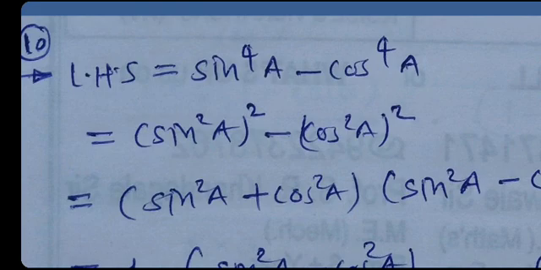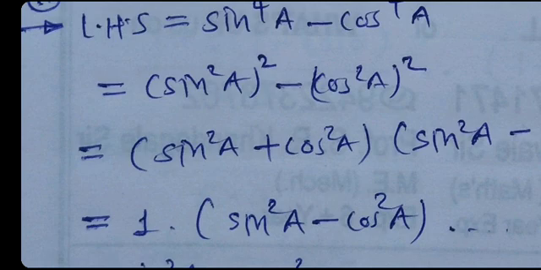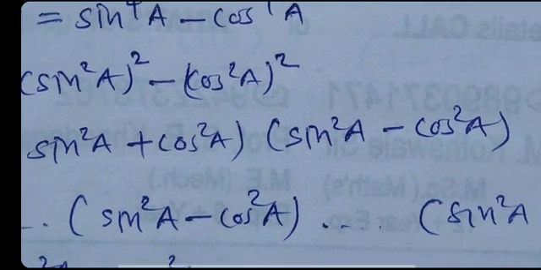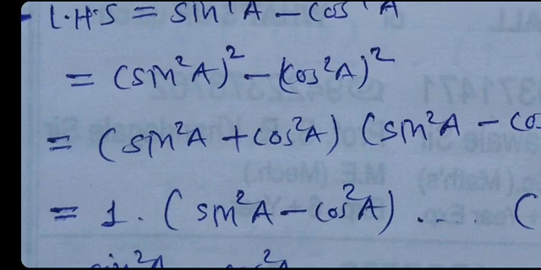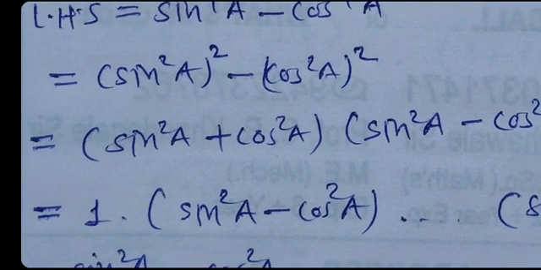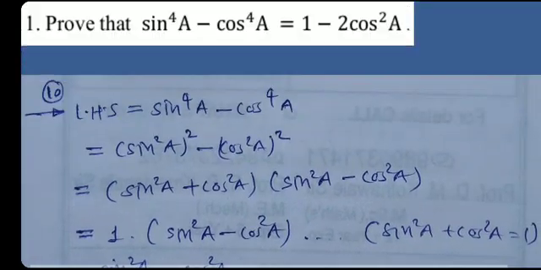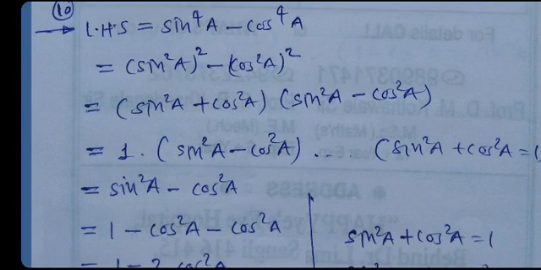So here if you assume sin square A as a and cos square A as b, it is simply a square minus b square. So it can be written as first bracket a plus b into second bracket a minus b. Writing here, we get sin square A plus cos square A into second bracket sin square A minus cos square A. But sin square A plus cos square A is 1, so it remains just sin square A minus cos square A.